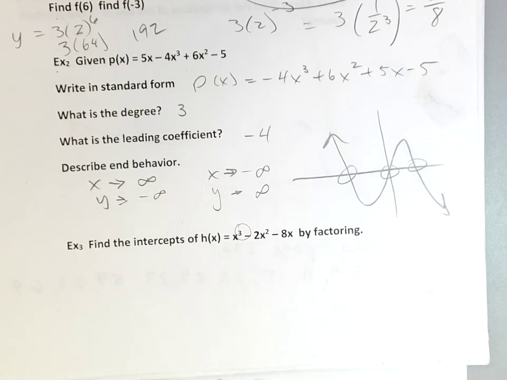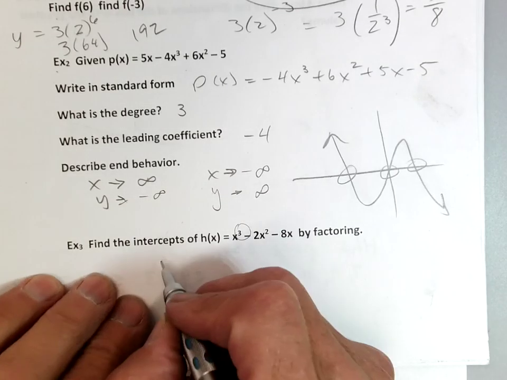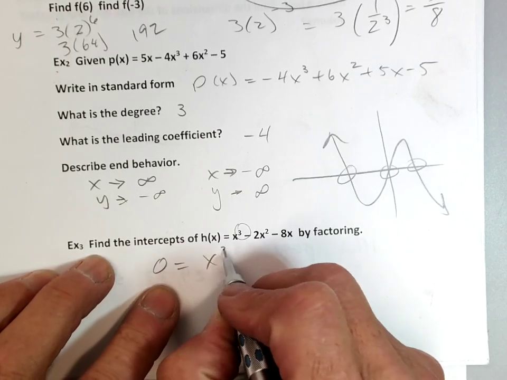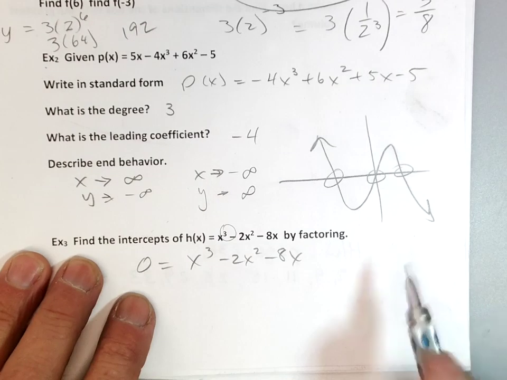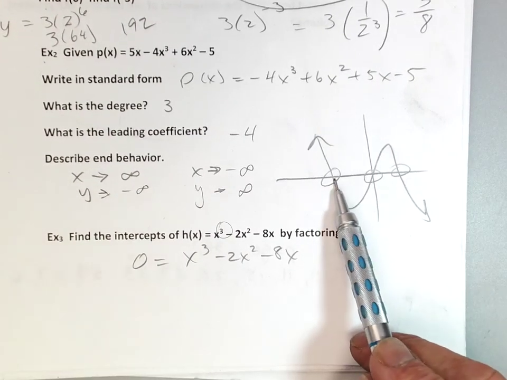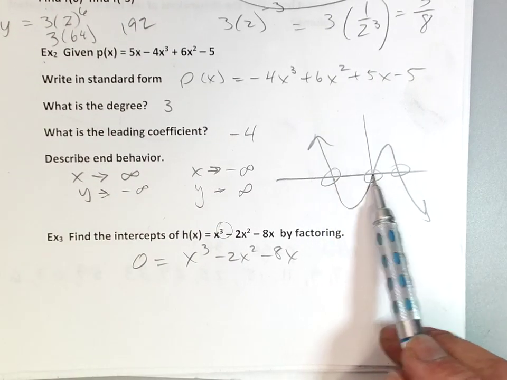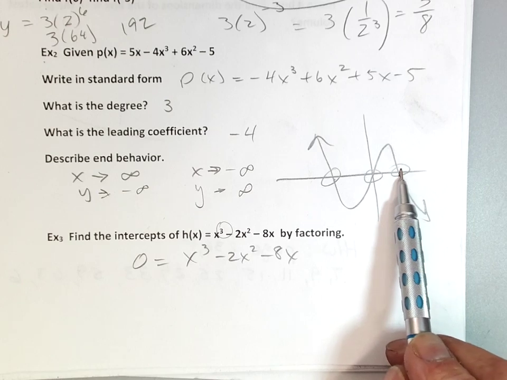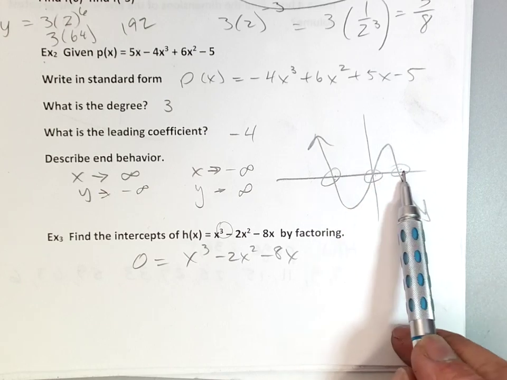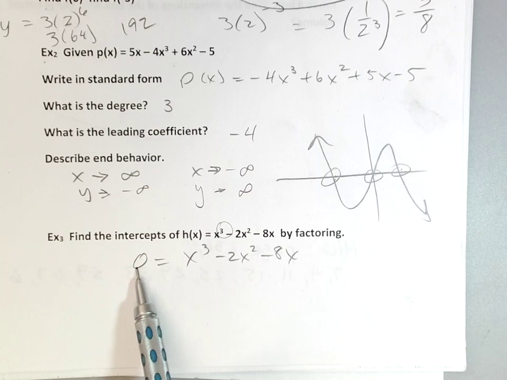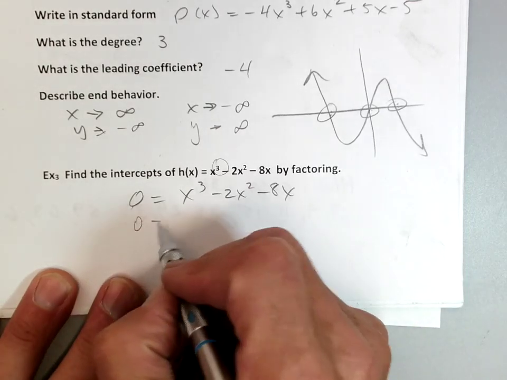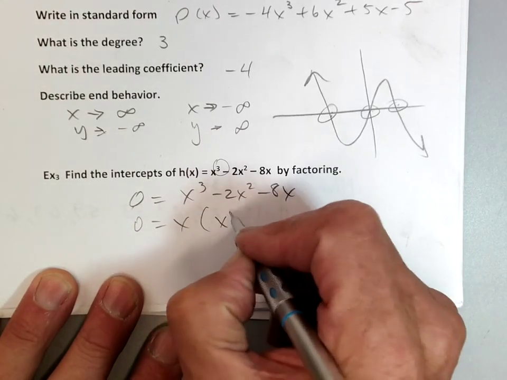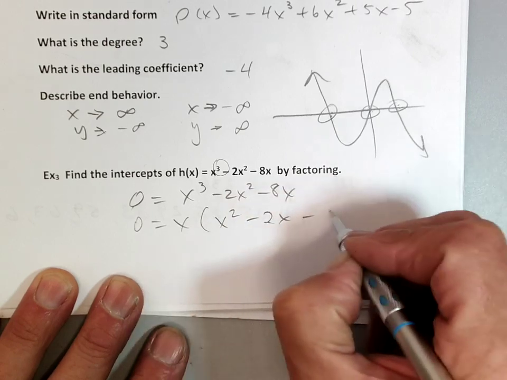3. Good, it will have 3, so we should get 3 zeros, right? Zeros, intercepts, yep. So let's set it equal to 0 because the height of these points, the y value, is 0, correct? So if we want to find the x-intercepts, we set it equal to 0, and we factor, okay? So what do you see? Do you see anything? Yes, common factor out an x. Yes. x squared minus 2x minus 8.